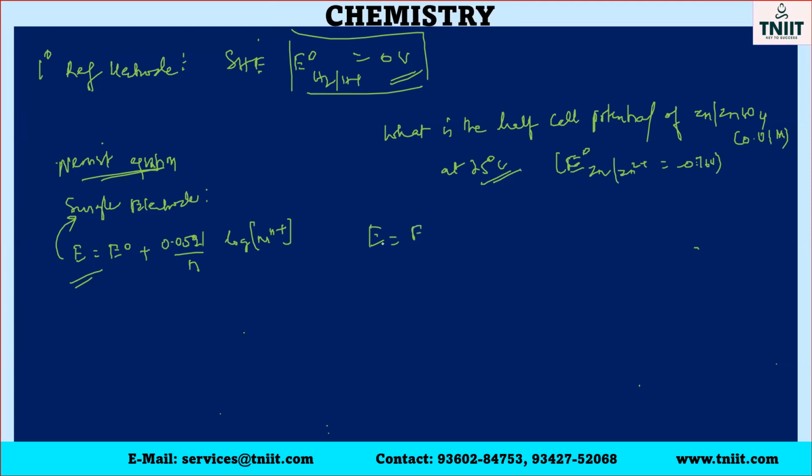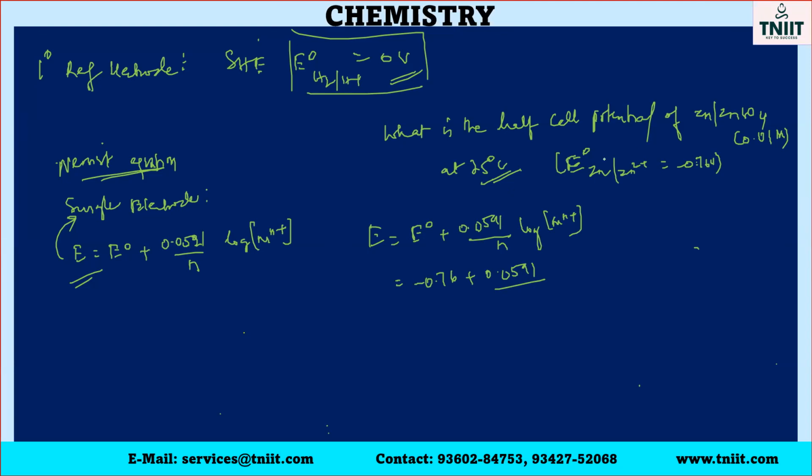E will be equal to, this is the formula, 25 degrees Celsius is 298 Kelvin. When you substitute, you will get this value. E naught plus 0.0591 divided by n log of Mn plus. That will be equal to minus 0.76 plus 0.0591 divided by n value.